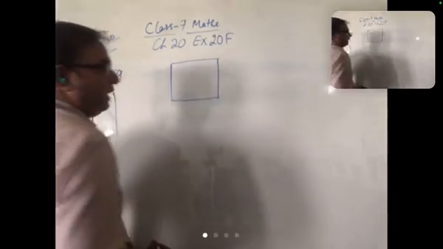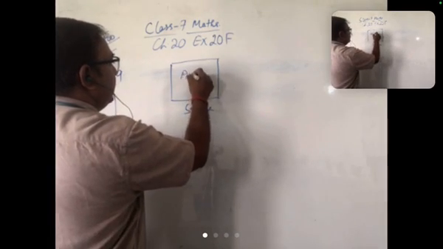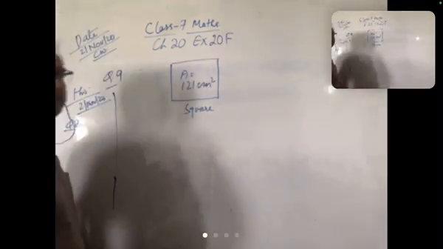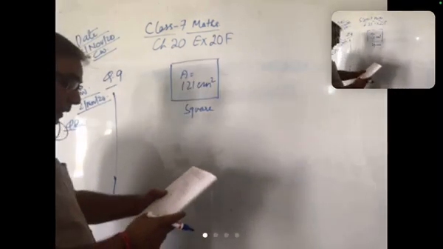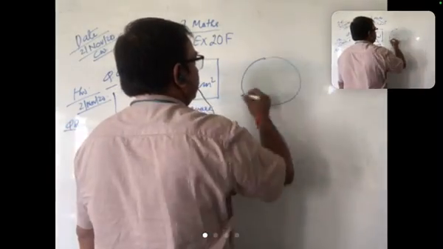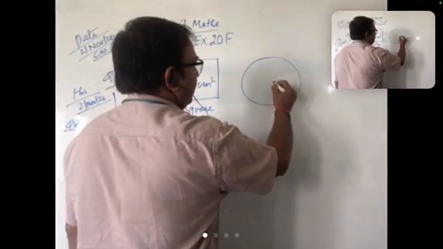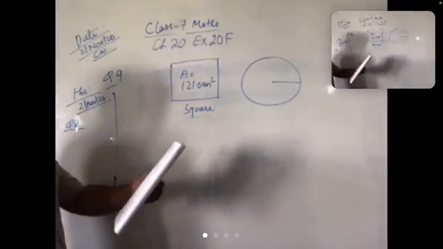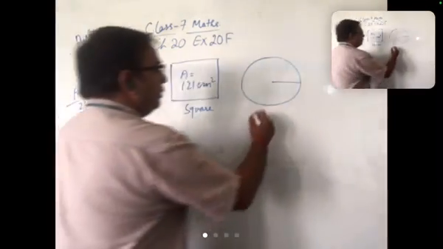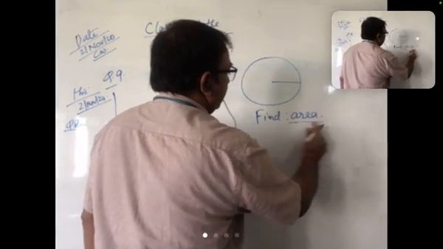A wire is bent in the shape of a square and area is equal to 121 centimeter square. Now the same wire is bent in the shape of a circle. So find the area of the circle. We have to find area.